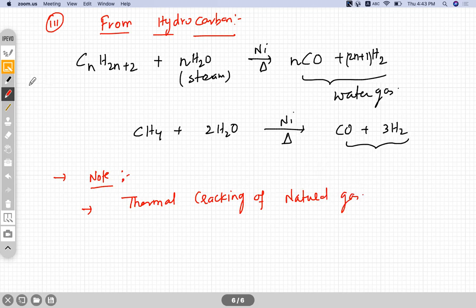Which means you'll take a hydrocarbon, suppose CH4 you took, and simply you heat this. It converts into carbon and H2. This is thermal cracking. Last note, the point I said: the process of obtaining hydrogen from natural gas is known as the steam reforming process.